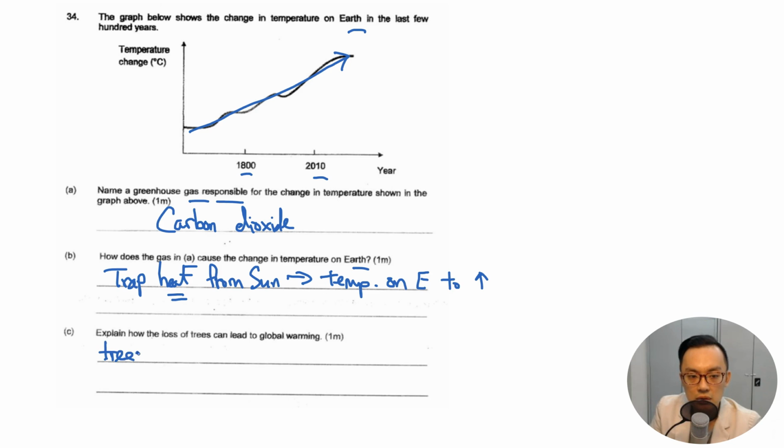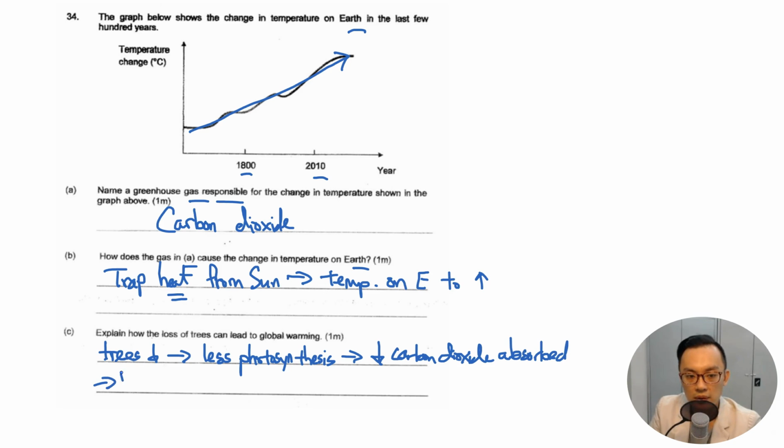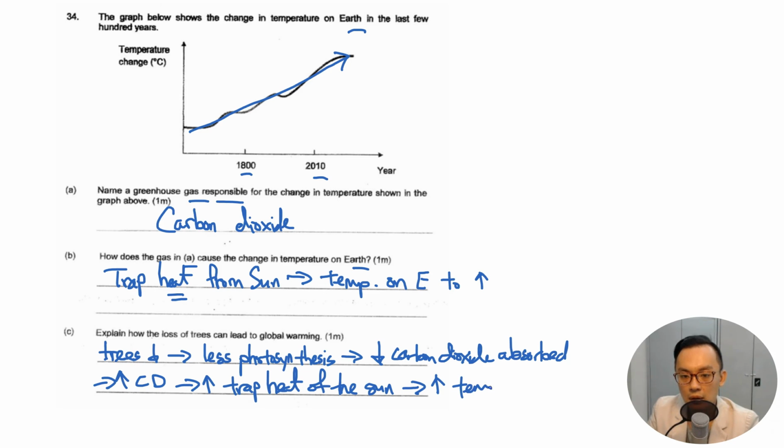So when the number of trees reduces, there will be less photosynthesis, and when there is less photosynthesis, there will be lesser carbon dioxide absorbed by the trees, and therefore there will be an increase in carbon dioxide, which will increase the trapping of the heat of the sun, and therefore it will lead to an increase in temperature or increase in global warming.